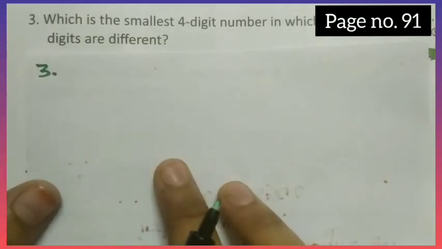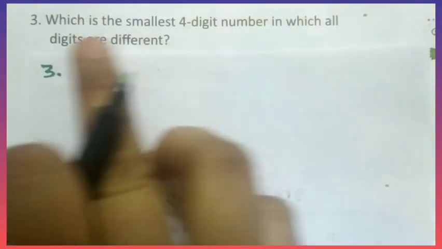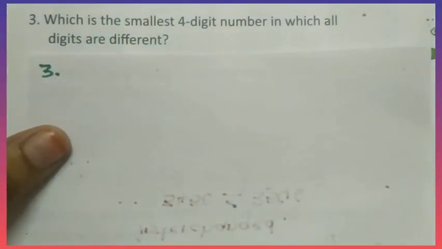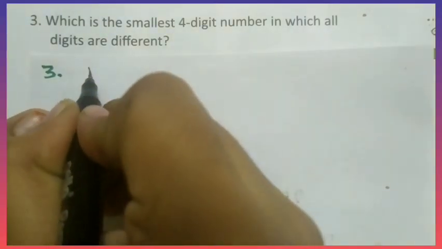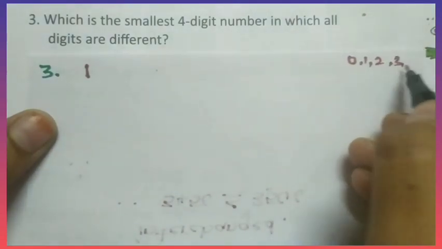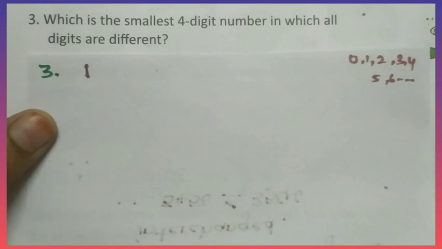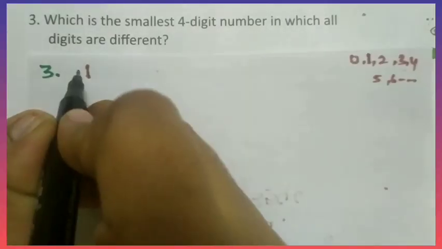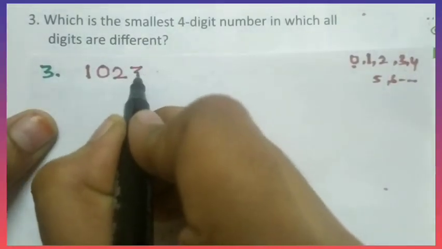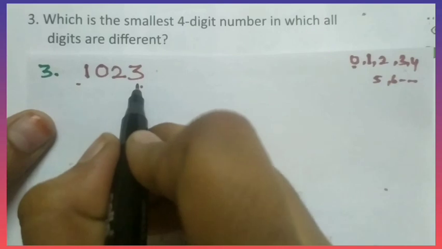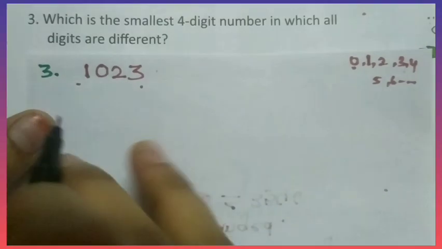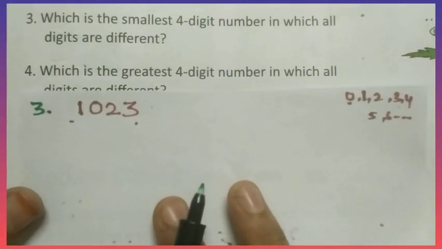Which is the smallest 4-digit number in which all digits are different? A 4-digit number starts from 1000. So we'll take 1 first. The next digit starts from 0, 1, 2, 3, 4, 5, 6. First we will take 1 here. After that this 0 we will write here. Next 2. Next 3. This is 1023, the smallest 4-digit number. In this all digits are different. They are not the same. All are different.